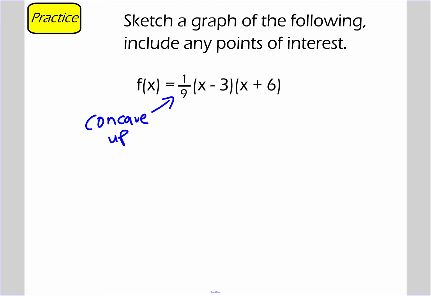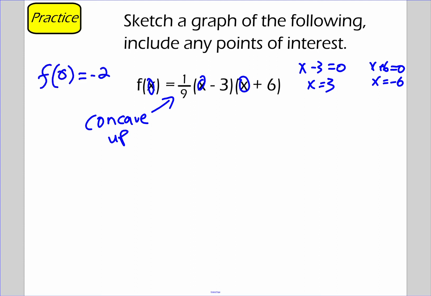All right, the zeros. x minus 3 equals 0, and so x equals 3, that's one of our zeros. Then we set x plus 6 equal to 0, so x equals -6 is our other zero. The last thing that we want to find, before finding the vertex, is the y-intercept. If we plug in 0 here, we've got -3 times 6 is -18, and then -18 times 1/9 gives us -2. So our y-intercept is -2.